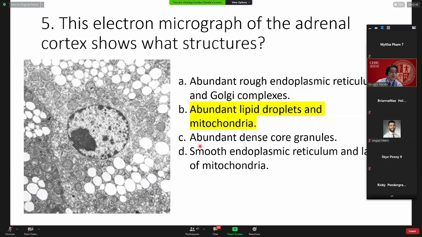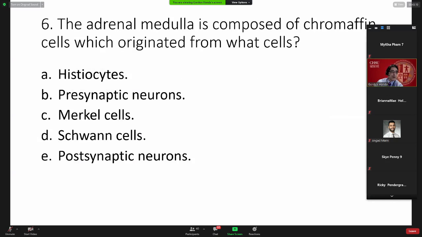Okay, so abundant lipid droplets and mitochondria. Any questions about electron micrographs? I believe histology.com or histologyguide.com also has a selection of electron micrographs. I think some of them I used in the pre-read. Others are good to flip through to test yourself again. Okay, let's just spend a minute reading this.